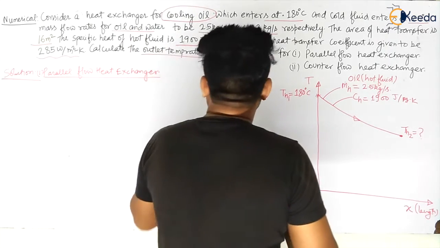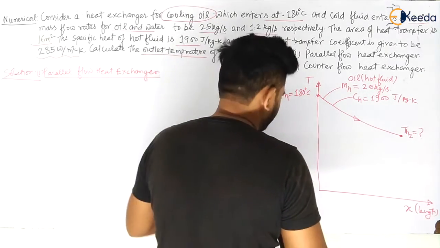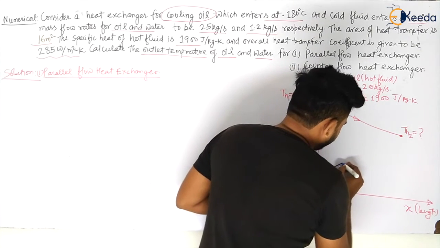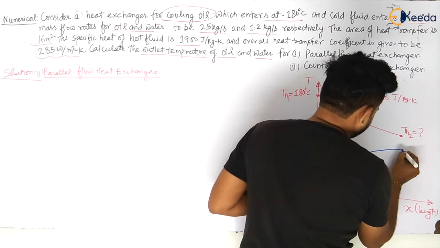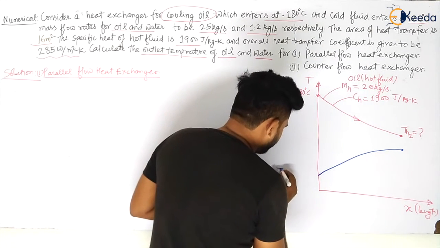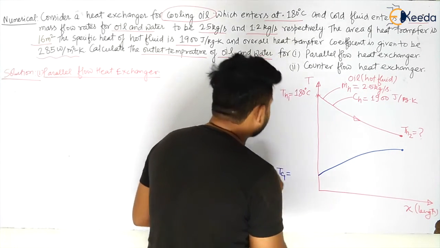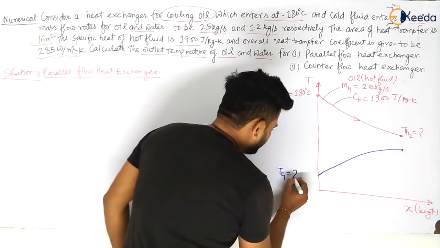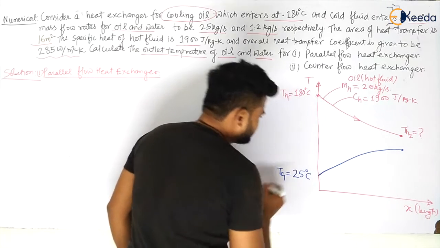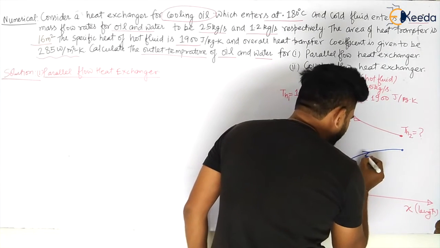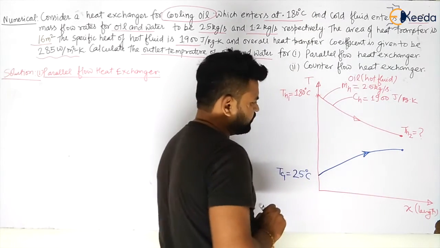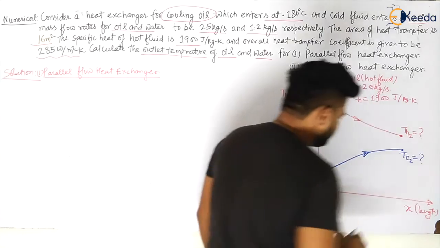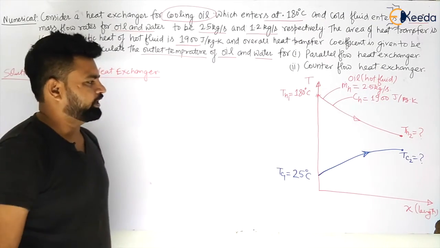Yes. Now, what is the cold fluid, my dear students? The cold fluid is water. Okay. And the cold fluid is entering from this TC1 and going out like this at TC2. So the cold fluid is entering at TC1, and your TC1 is given to be how much? That is 25 degrees Celsius, my dear students. And this is also moving in this direction. Very good. Now again we have to calculate your TC2, my dear students. Yes or no? Yes. Okay.